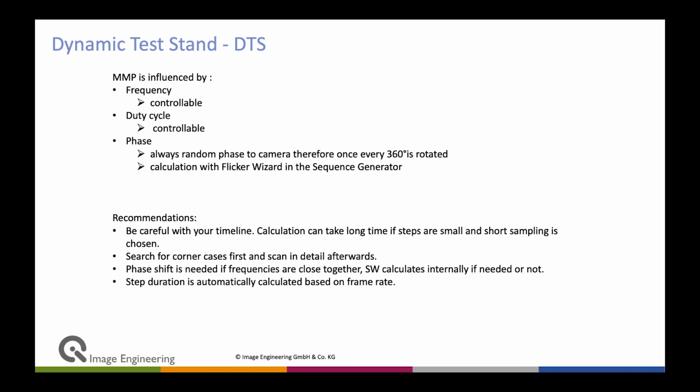And we can do that depending on frequency, duty cycle, and phase. That all influences the performance, and that should all be tested. If you are not in the right phase, you might just not see any effects, but the user or the driver of the car will actually see that. So that's why it needs to be done. Also, frequency and duty cycle need to be tested, because just because one frequency does not show flicker does not mean that all other frequencies do not show that. That's why the DTS is designed to give you the possibility to test different frequencies, different duty cycles, and different phases, to analyze the MMP for that.